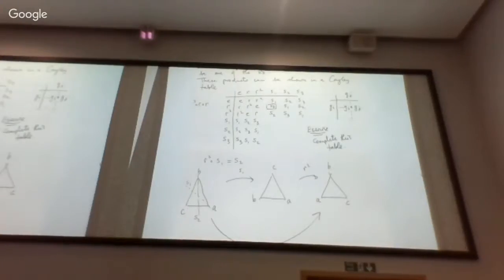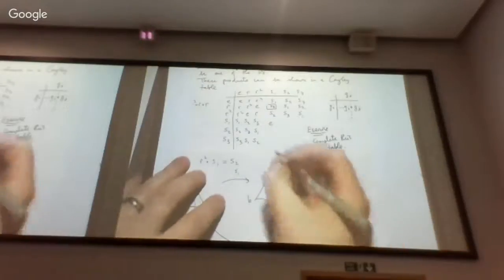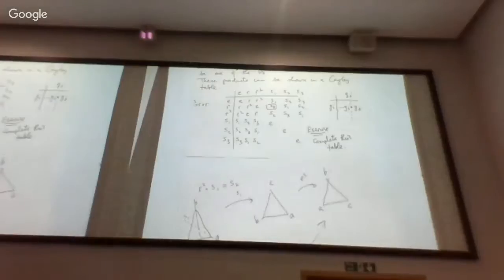But if I reflect it again, back to the same hand. If you take a mirror image of a mirror image, you're looking at the original image. So when you compose any reflection with itself, that's the same as doing nothing at all. So that's the identity. S1 composed with S1 is the identity. For the very same reason, S2 composed with S2 is the identity, and S3 composed with S3.